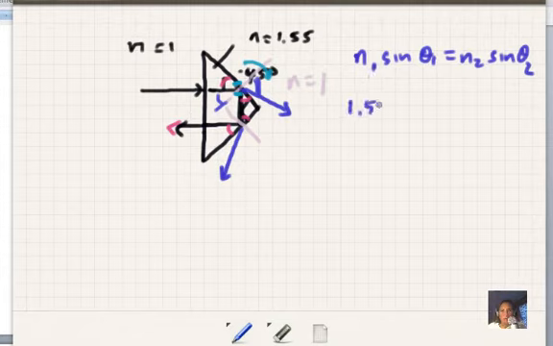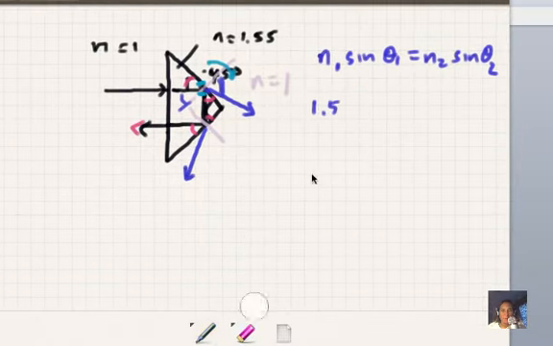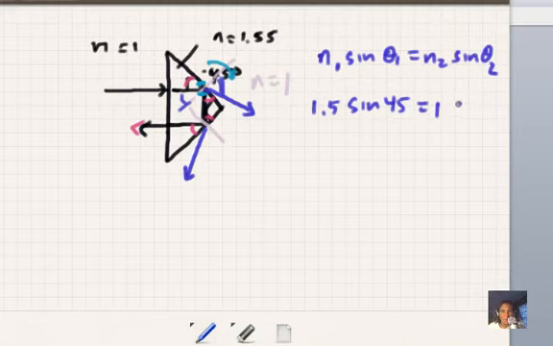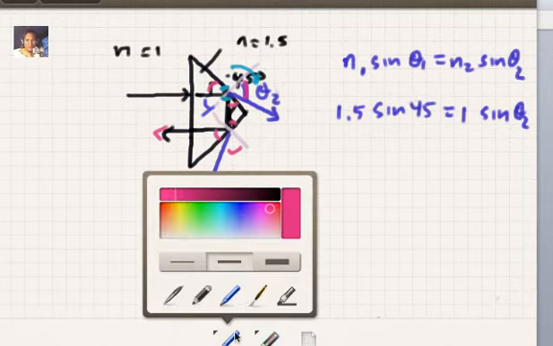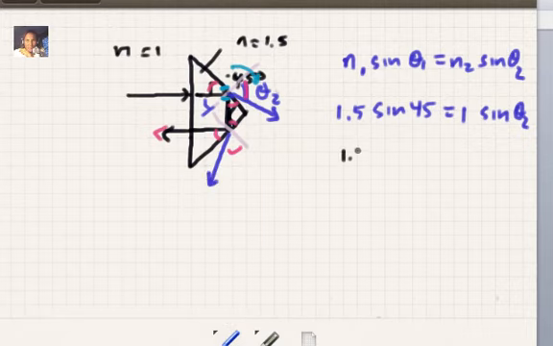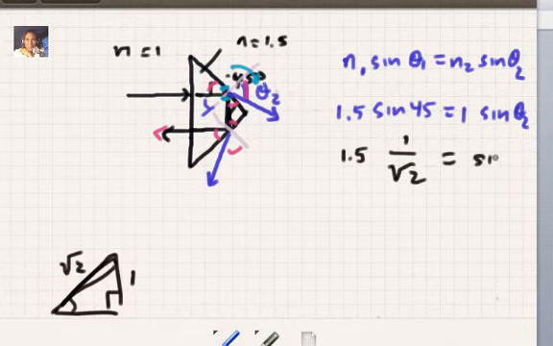n1 is 1.5, excuse me, 1.5, times sine of theta 1, sine of 45 degrees, equals 1 times sine of theta 2. So we're trying to figure out what this angle theta 2 will be. Okay, so we have 1.5 times the sine of 45. And the sine of 45, this is a 45 triangle, 1, 1, root 2. Sine of 45 therefore is 1 over square root of 2, so 1.5 over square root of 2 equals sine of theta 2.